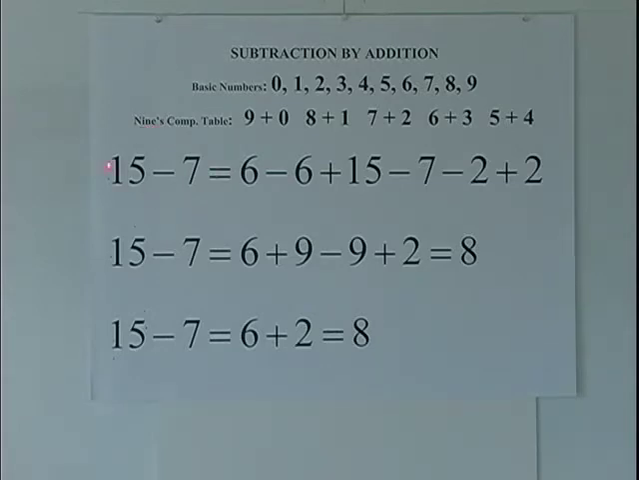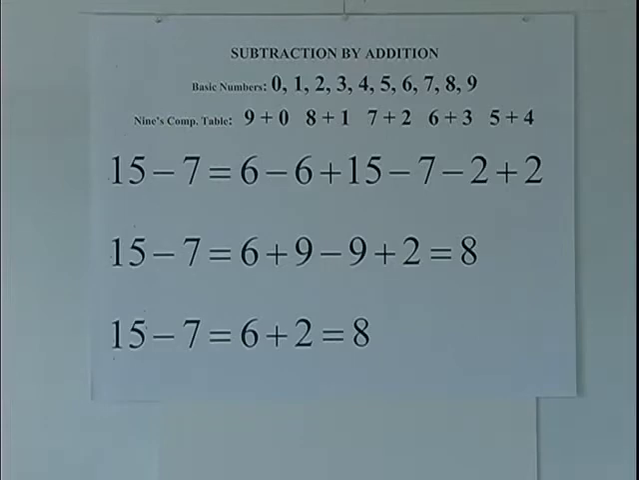The first subtraction I will do by subtraction. I will add the numbers in the minuend, 1 plus 5. That's a 6, and write 6 minus 6 plus 15. 6 minus 6 is a 0, and when I add that to 15, I get 15. I will take the 9th complement of the subtrahend, 7 in this case, which is a 2, and write minus 7 minus 2 plus 2. Minus 2 plus 2 is a 0, and when I add that to minus 7, I get minus 7. So this difference, 15 minus 7, will remain the same.